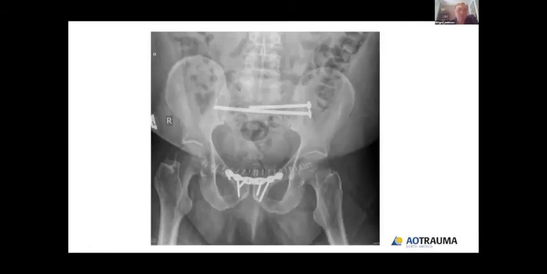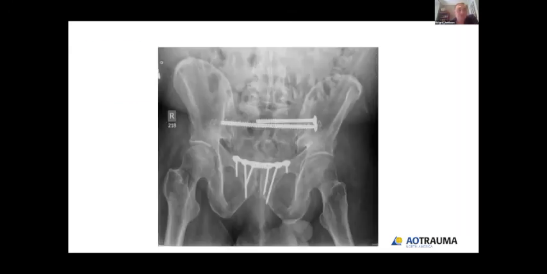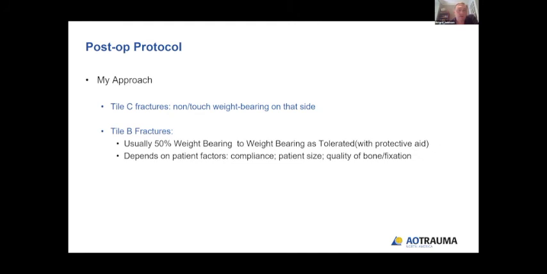So these are the final images, and I'm satisfied with that reduction. So now, what to do post-operatively? There's not much science on this. In my experience, if you have a Tile C fracture, they can be quite disastrous if they fail, and I want to be careful with that. So I prefer to keep the Tile C fractures non-weight bearing.